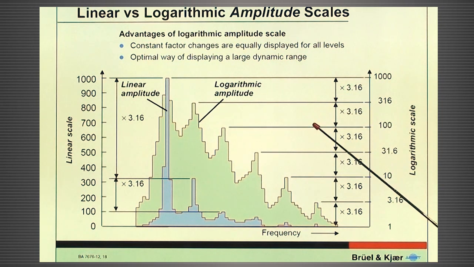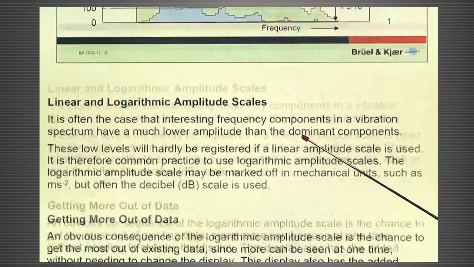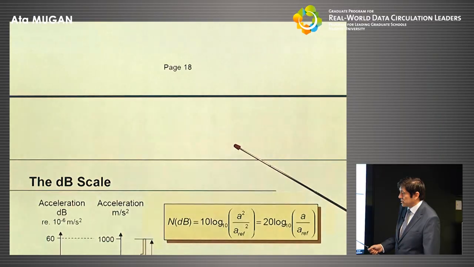So in order to examine data, that data may be coming from a mechanical system or an electronic system, or maybe coming from stock exchange data or temperature measurements. Logarithmic scale in the horizontal axis and logarithmic scale in the vertical axis help us a lot to see the details of the signal, the characteristics of the signal.